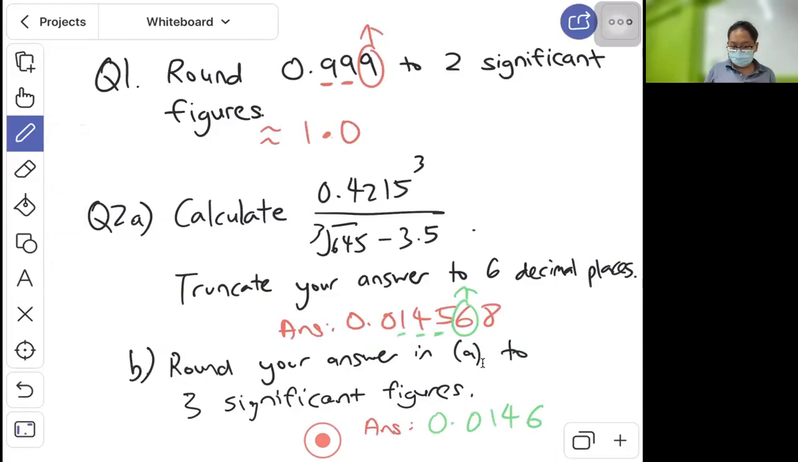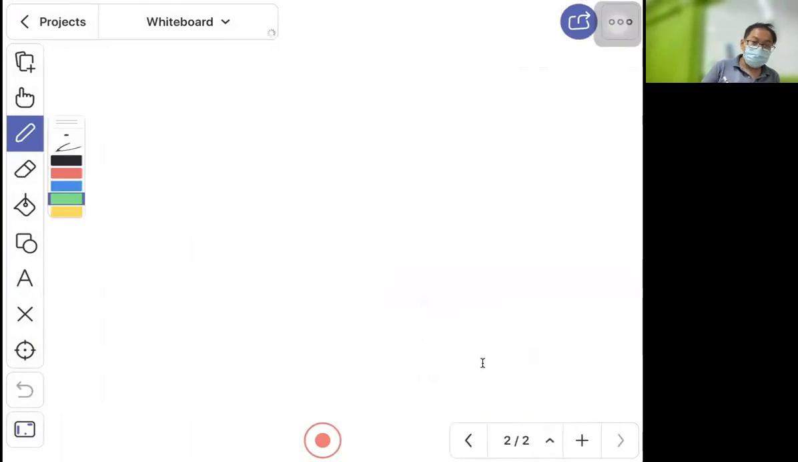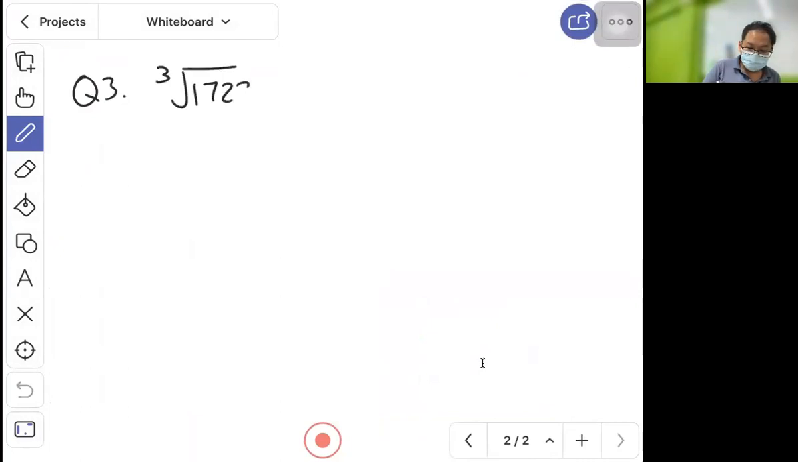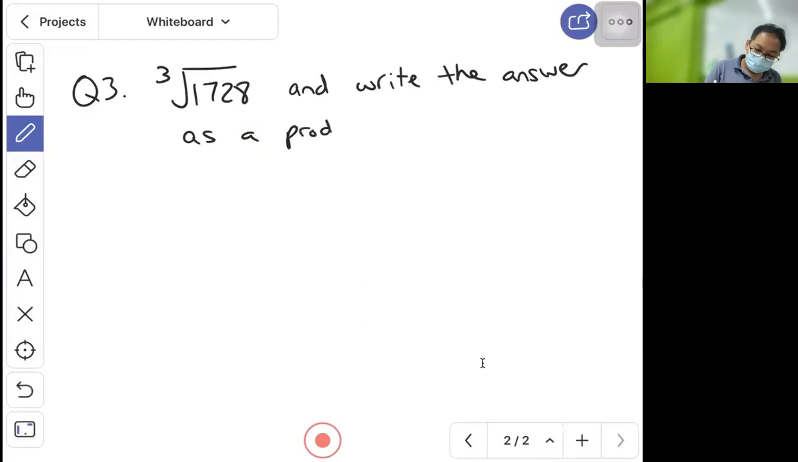Okay, next. Get ready to write out the question. Question three. Cube root 1072 and 8. And write the answer as a product of prime numbers.